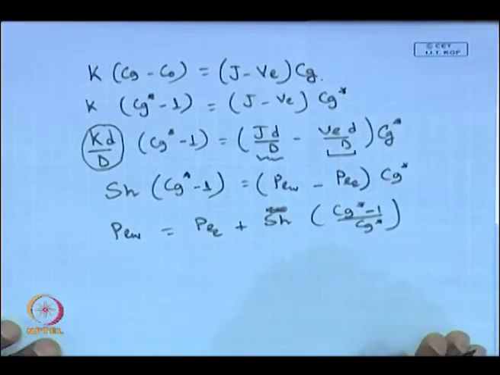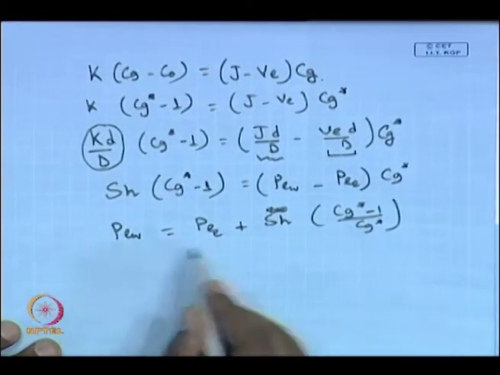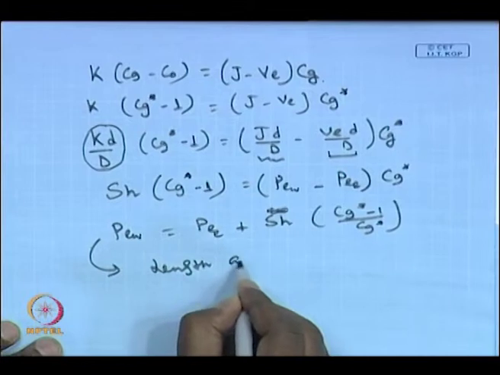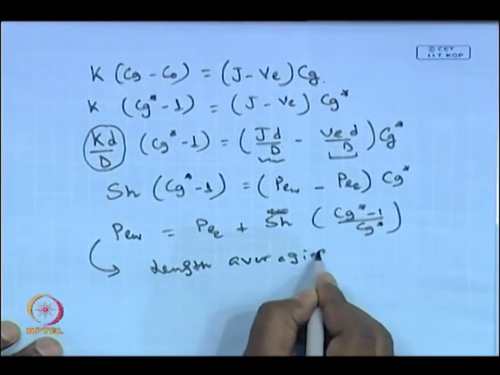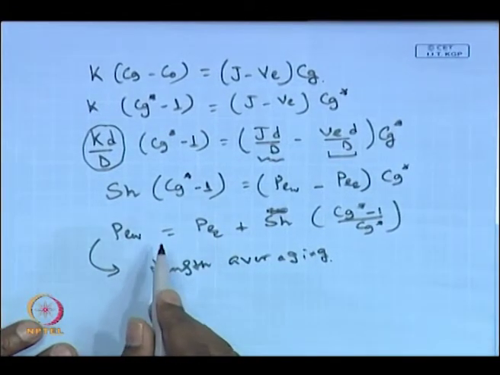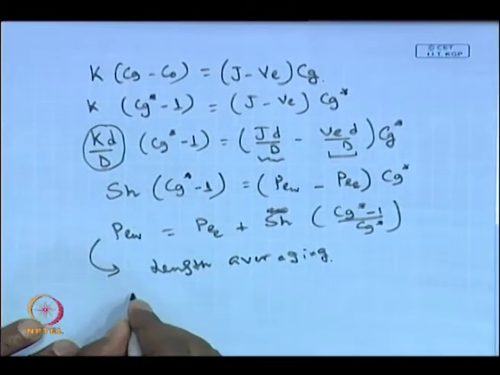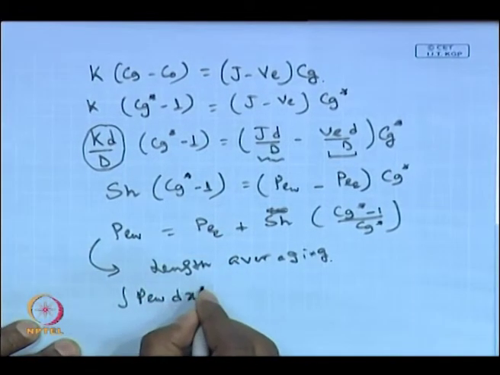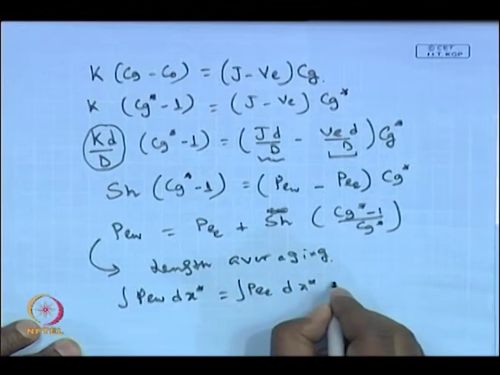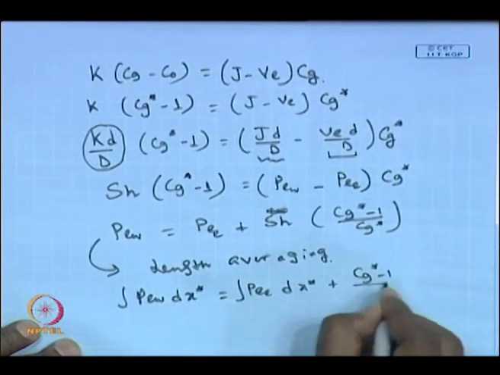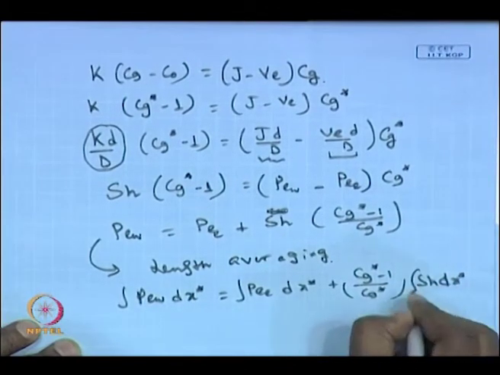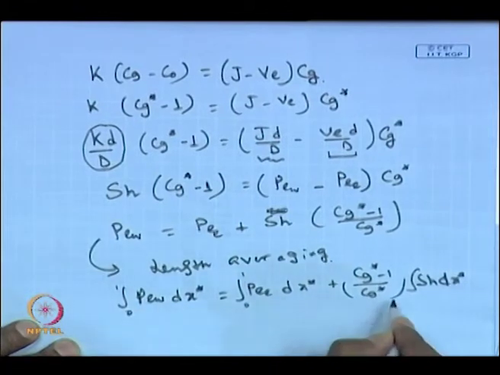Now, if you do a length averaging, how do you do it? Length averaging means you multiply both sides by dx star and integrate over x star. So, it is basically integral of PEW dx star equal to the integral of PEE dx star plus (Cg star minus 1) divided by Cg star, which is constant, times the integral of Sherwood dx star, from 0 to 1.